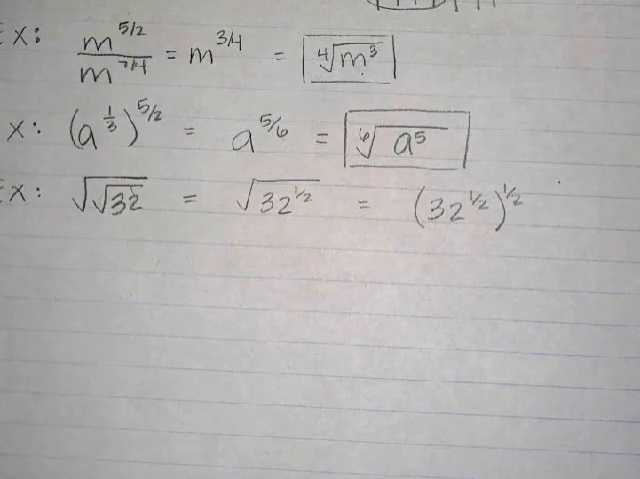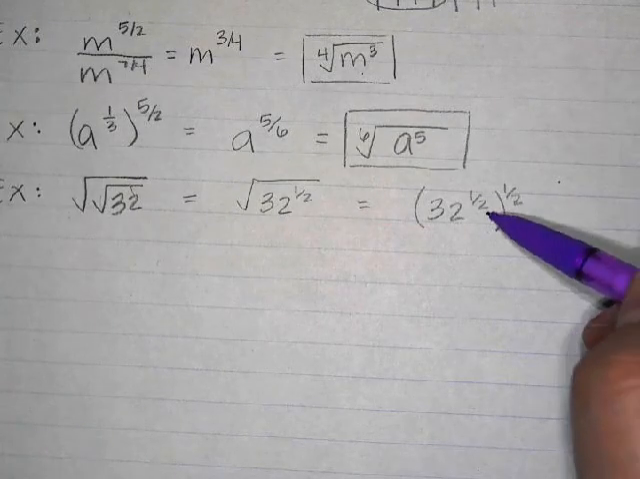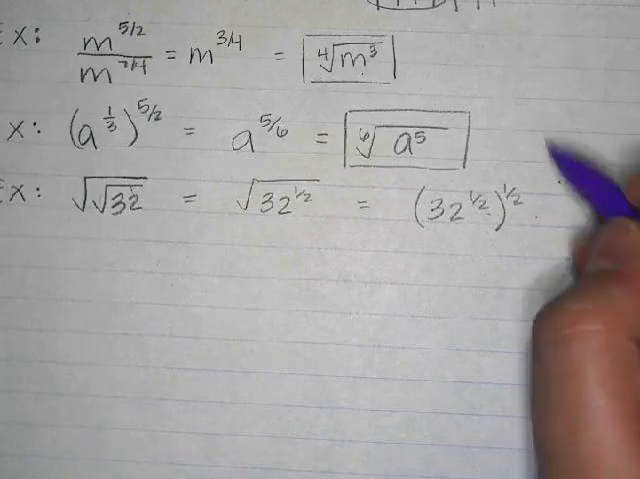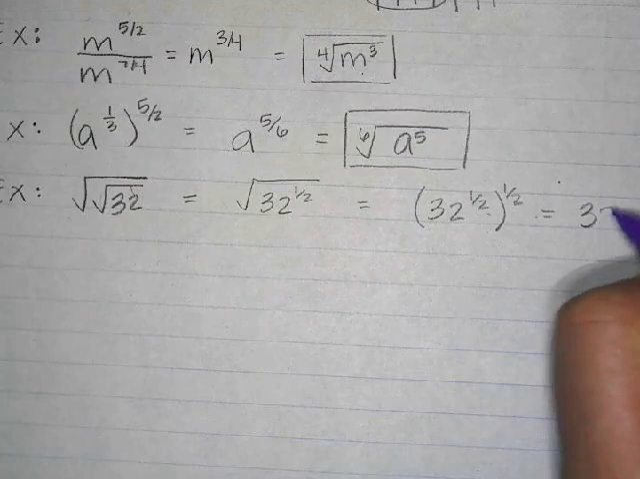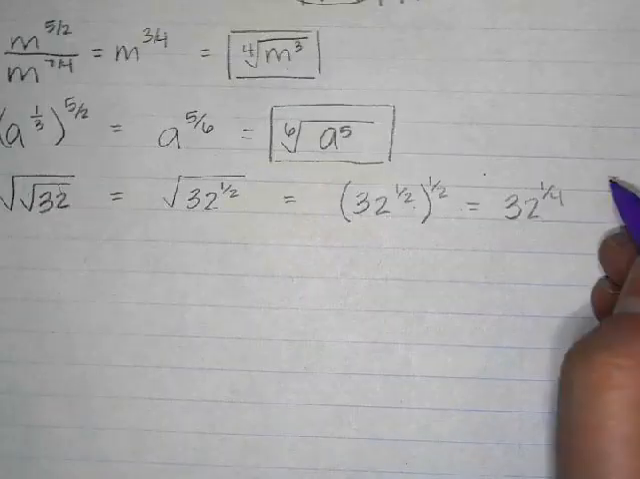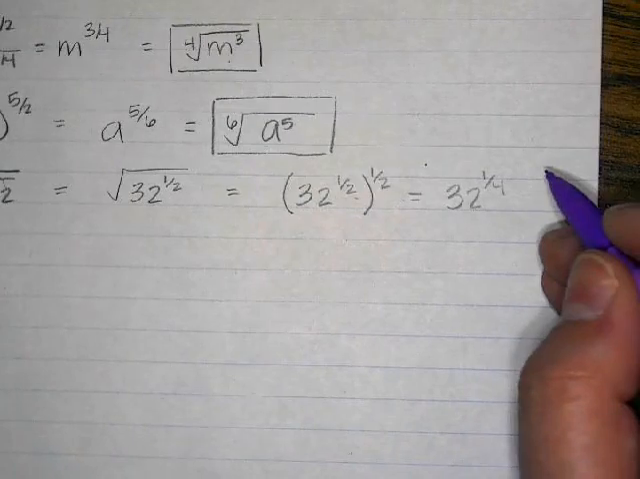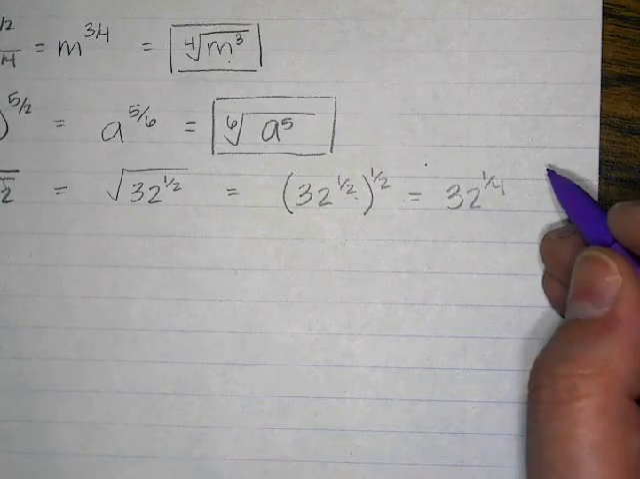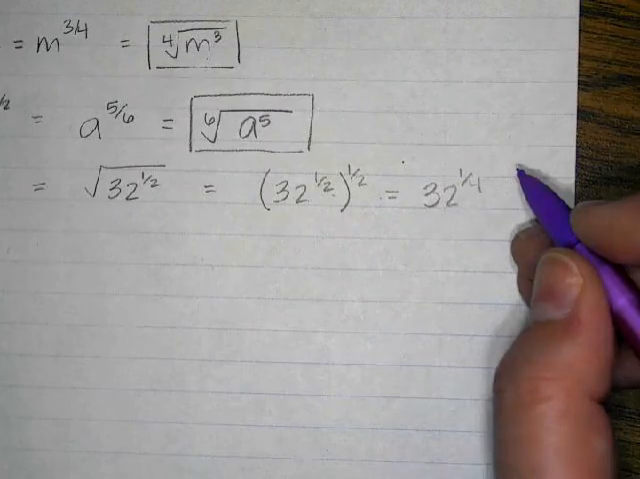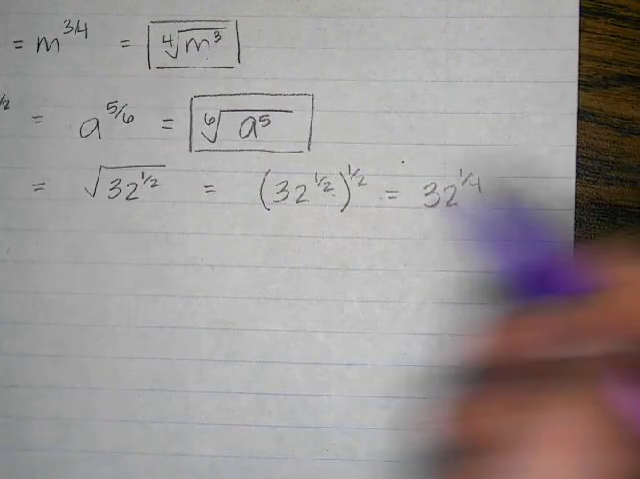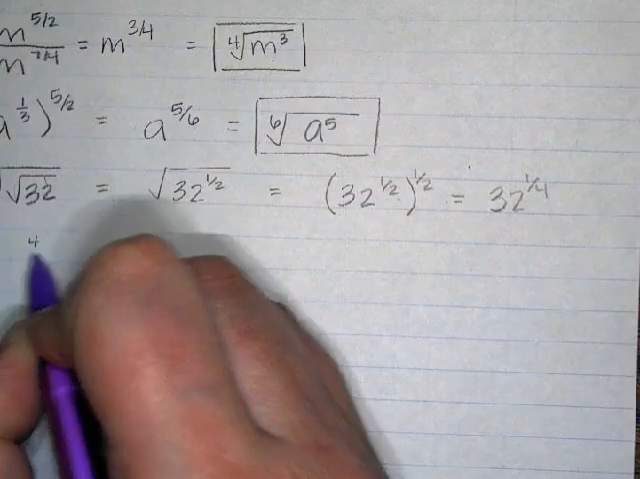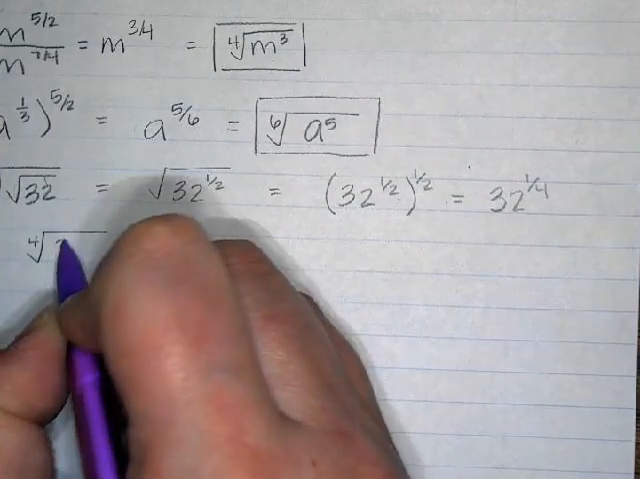So the second step says just multiply your exponents. Use your exponential rules, which means multiply your exponents. So if we do 1/2 times 1/2, what do we get? We get 1/4. 32 to the 1/4. Okay. So what type of root is this? Fourth root. Okay, we have a fourth root. So I'm going to say this is really just a fourth root of 32. And you could write 32 to the first power, but that's really just 32.